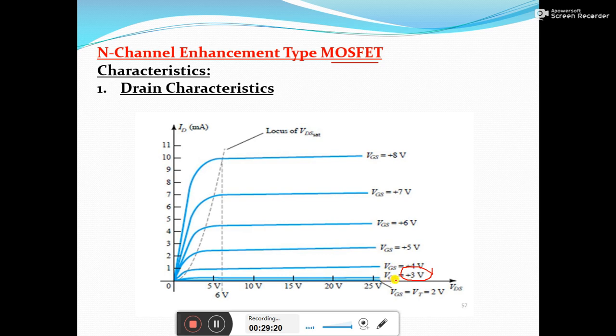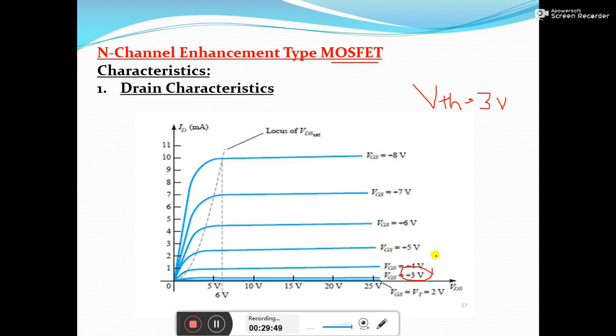Whenever the VGS value is increased in the positive direction beyond the VTH, so in this figure we assume that the VTH value is 3 volt. So until the VGS value is less than 3 volt, there is no channel induced between the drain and source, and practically the ID current is assumed to be 0. Whenever the VGS value increases beyond the VTH value, you can see here 3, 4, 5, 6, 7, 8.